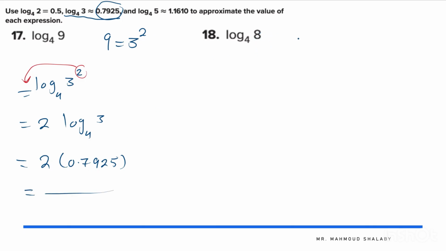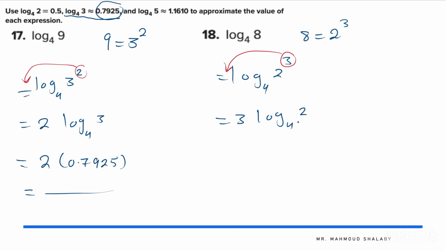Same thing here, guys. This 8 could be rewritten as 2 to the power of 3. So it will be log 2 to the power of 3 to the base 4. I will replace 8 by 2 to the power of 3, use the exponent property, put the 3 outside, so it will equal 3 multiplied by log 2 to the base 4. Log 2 to the base 4, I know it here, it's 0.5, so it will be 3 multiplied by 0.5. You can do it with the calculator. This one is easy, it will be 3 over 2, but anyway, you will use the calculator.